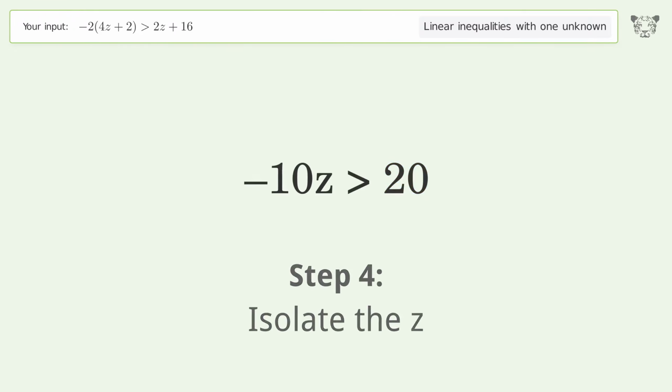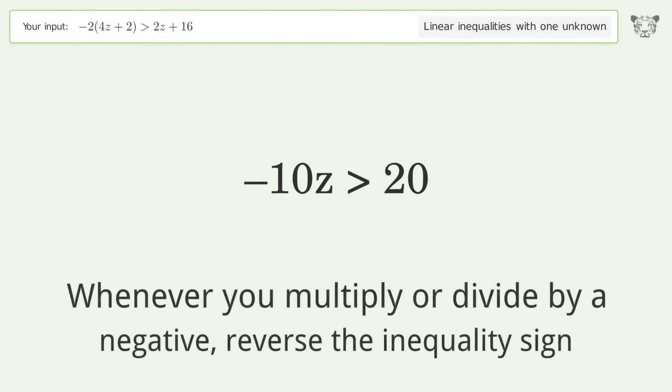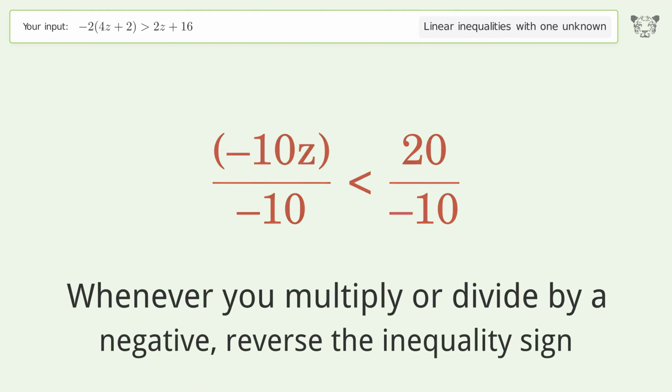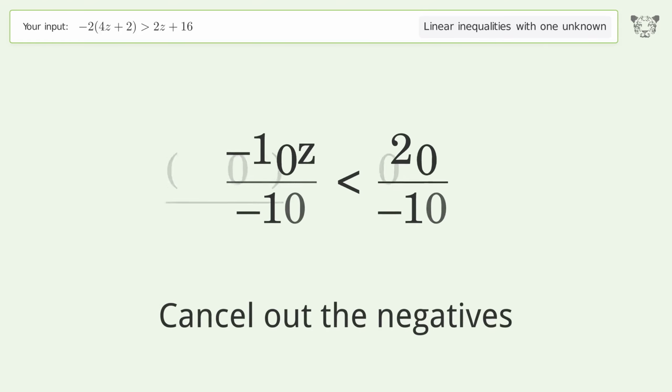Isolate the z. Divide both sides by -10. Whenever you multiply or divide by a negative, reverse the inequality sign. Cancel out the negatives.